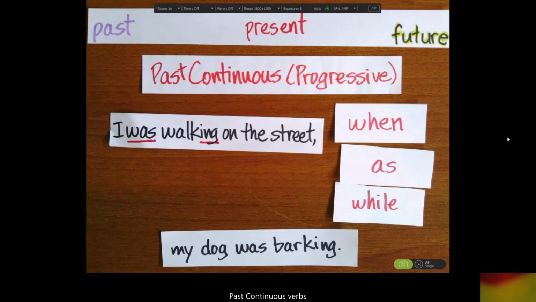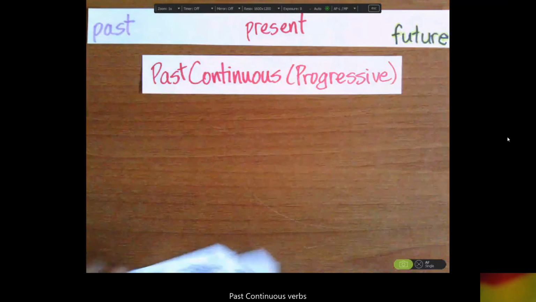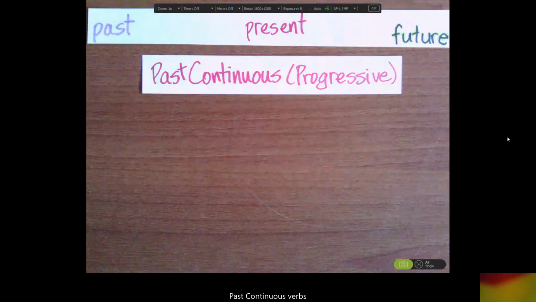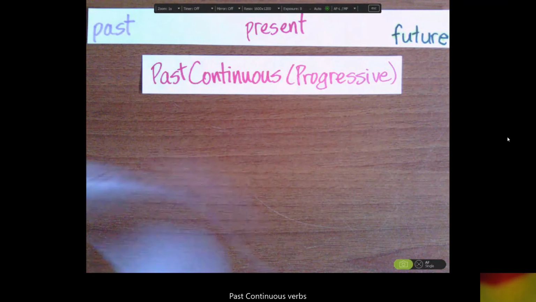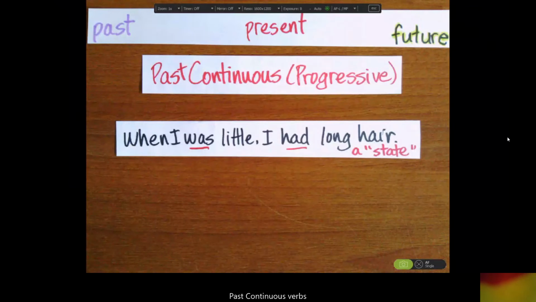Now, there are two reasons why we would not use the past continuous and only use simple past. Here's one of them. Referring to a state. When I was little, I had long hair. That was my look, my state, my condition. We would not use past continuous. It was finished and that stays finished.